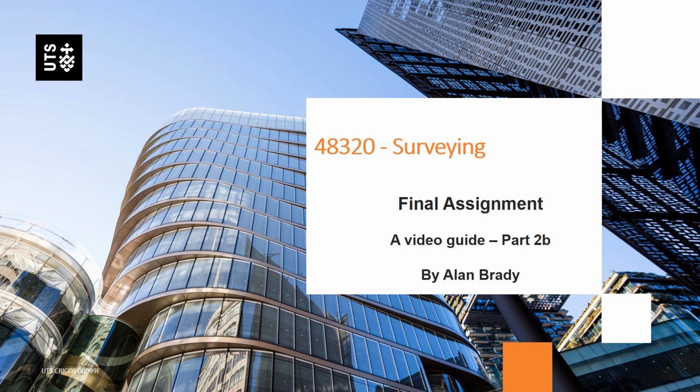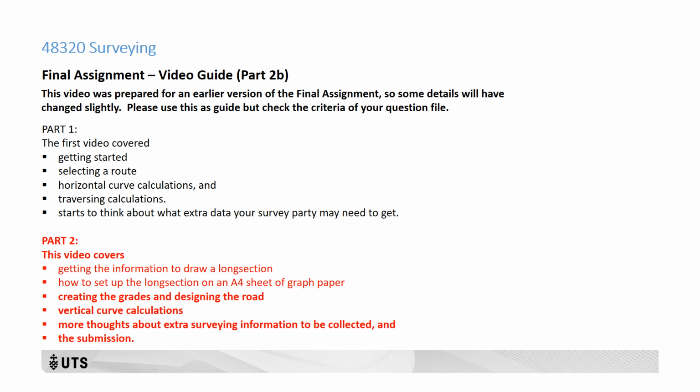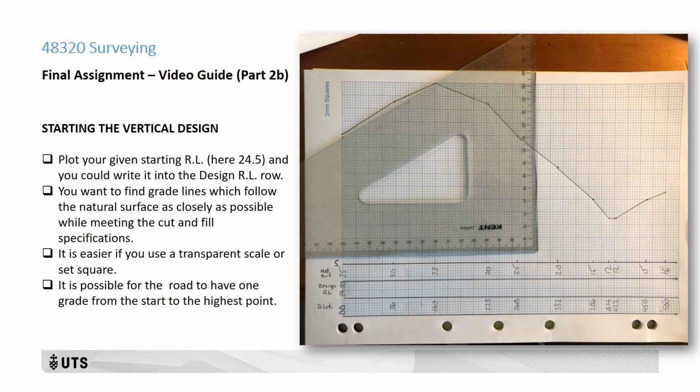All right, let's continue on with the vertical curve design. Having got your natural surface long section done, we're now going to be looking at the grades, designing the road and the vertical curve calculations and through to your submission. First of all, plot your starting point RL. Here it's 24.5. And what we now want to do is to find grade lines which follow the natural surface as closely as possible while meeting the cut and fill specifications.